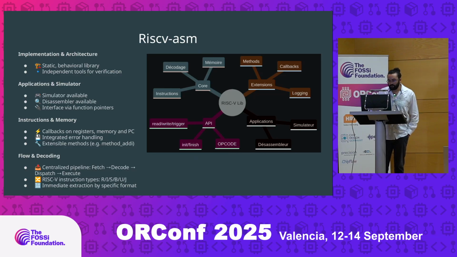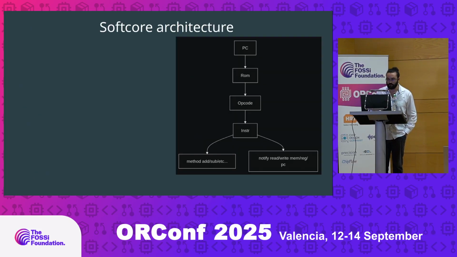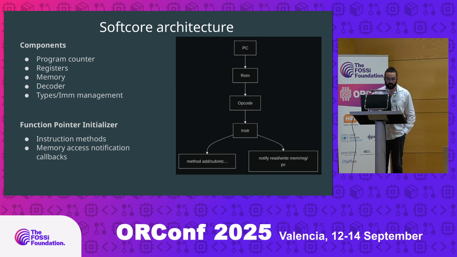For the softcore, I developed a RISC-V library. It's a library for all the decoding and the instructions. The method of the instruction is external, so you can add your own, and beyond that, I provide a simulator and a disassembler, usable as tools for analysis. It's what I use to build my softcore architecture.